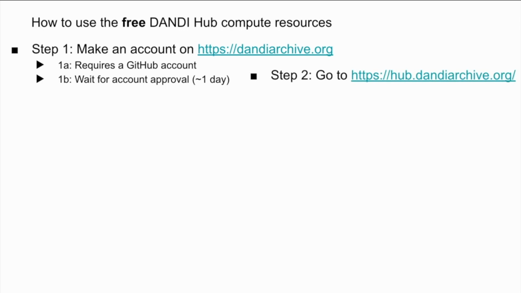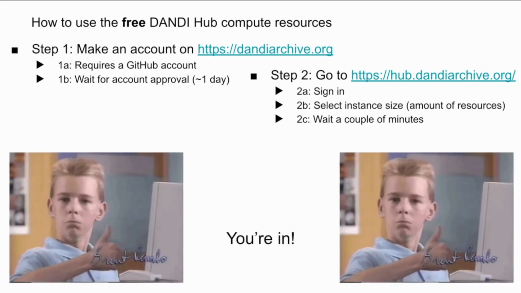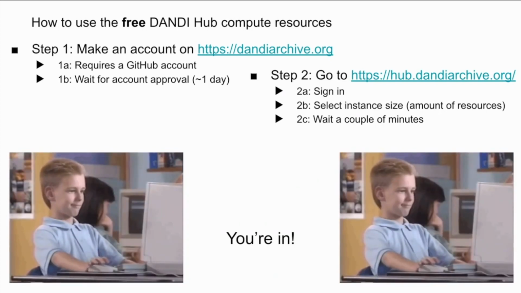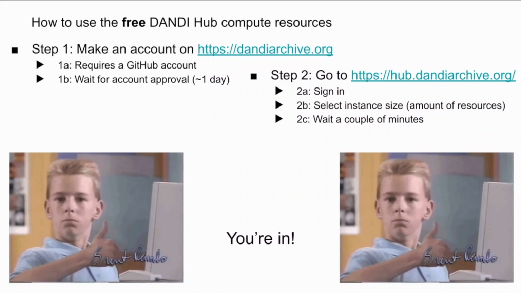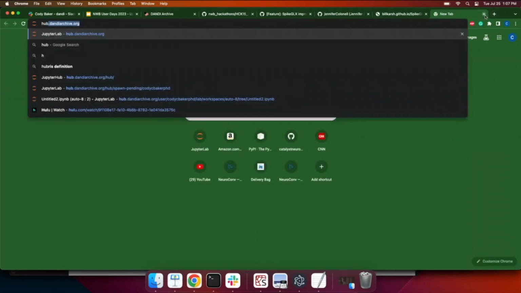Once your account on DANDI is approved, you just go to hub.dandiarchive.org, sign in with your DANDI credentials, select an instance size, which is the amount of resources, and I'll show you what that screen looks like really quick. Wait a couple of minutes maybe for the server to spin up. It's been getting faster and faster lately. You used to have to wait maybe 10 minutes, but lately I've only had to wait less than a minute. And after that, you are in. That's all you have to do for completely free bandwidth that has a direct connection to the archive and all of the resources that I'm going to show you here on the screen.